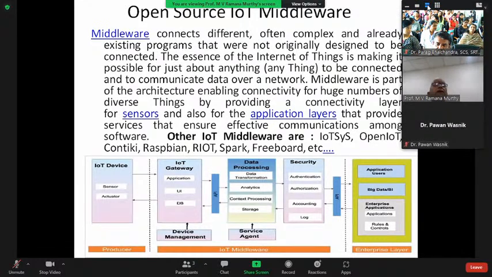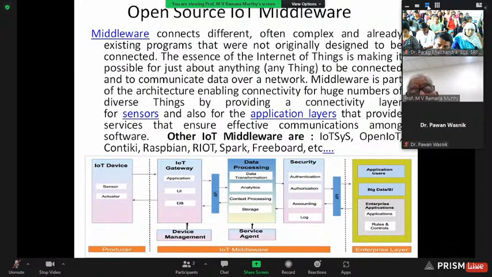Now, the middleware basically connects different, often complex and already existing programs that were not originally designed to be connected. The essence of the Internet of Things is making it possible for just about anything to be connected and communicate data over a network. Middleware is basically practiced at the architecture level, enabling connectivity for a huge number of devices and things by providing a connectivity layer for sensors and also an application layer that provides services that ensure effective communication among software.